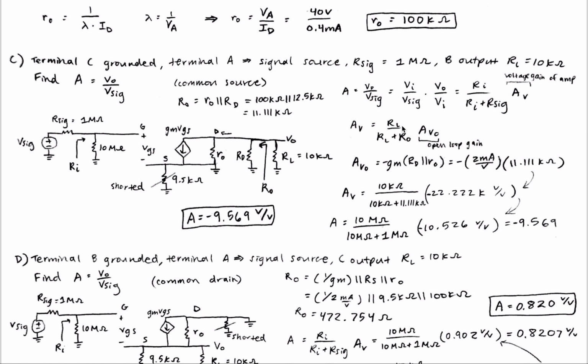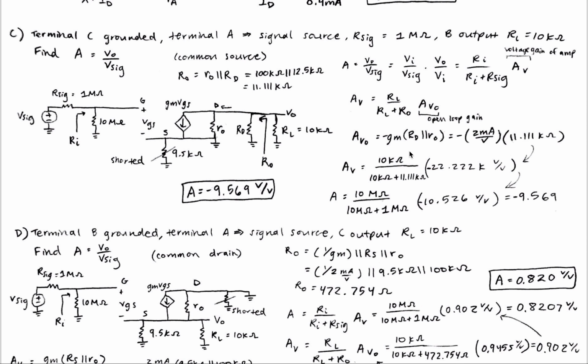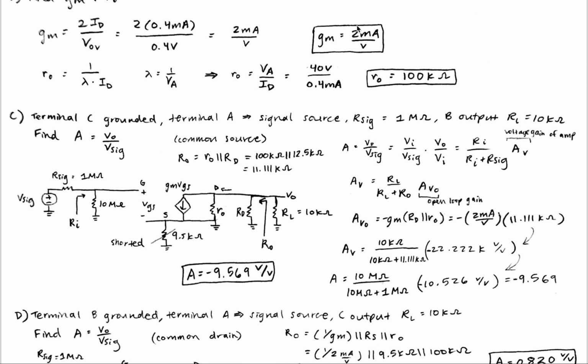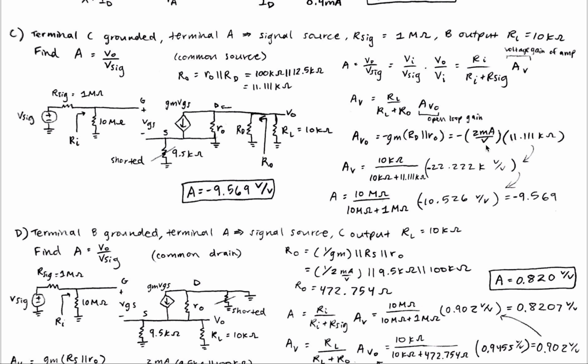AV is equal to this times the open loop gain, and that's this equation here. This is for common source, negative gm times RD in parallel with ro. And so plugging in all of these values, which we have already calculated both here and here, we can basically just plug everything into this equation and eventually get that A is equal to negative 9.569 volts over volts.